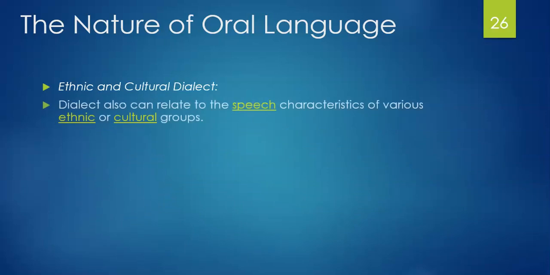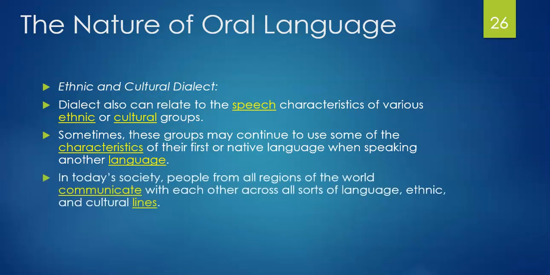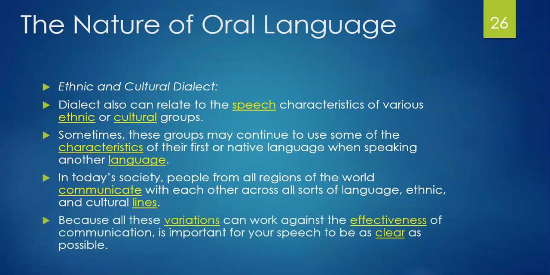Ethnic and cultural dialect. Dialect also can relate to the speech characteristics of various ethnic or cultural groups. Sometimes these groups may continue to use some of the characteristics of their first or native language when speaking another language. In today's society, people from all regions of the world communicate with each other across all sorts of language, ethnic, and cultural lines. Because all these variations can work against the effectiveness of communication, it is important for your speech to be as clear as possible.